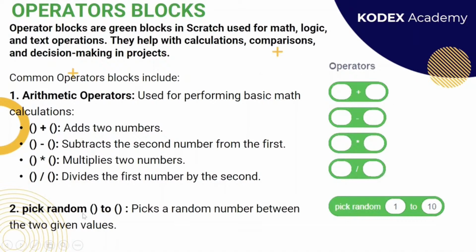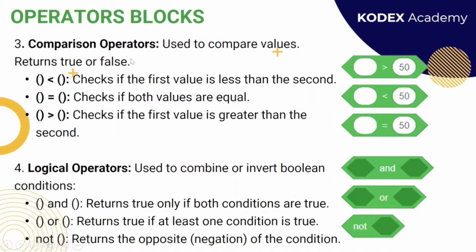Now the next one is pick random from this to this. Here you can pick two different numbers and you will get a random number from that range, and it will help you to make mathematical calculations also. And when you make a range in your game, for example when your sprite reaches from this number to this number, on the basis of that your decision will be decided in your script. So you can use pick random from this to this, any two numbers you can pick as per the user demand.